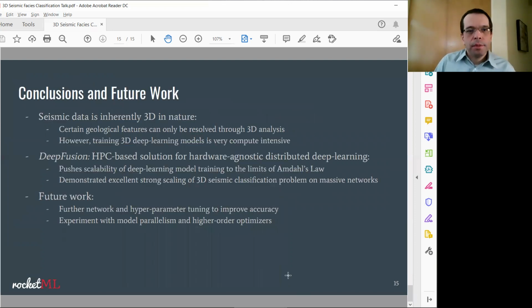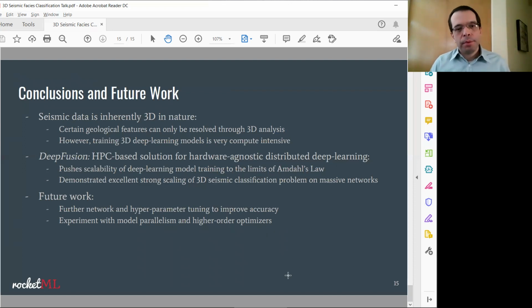So that's all I have time to talk about. Just in conclusion, to summarize, we looked at the problem of seismic facies classification in 3D, argued that it's an inherently 3D problem and therefore must be tackled with 3D deep learning. Otherwise, you might miss geological features of importance. We showed our homegrown solution to this problem, which is Deep Fusion, and showed the results of applying Deep Fusion to a typical problem, with good encouraging results, and demonstrated excellent strong scaling of 3D seismic classification problems on a network with 1.3 billion parameters.